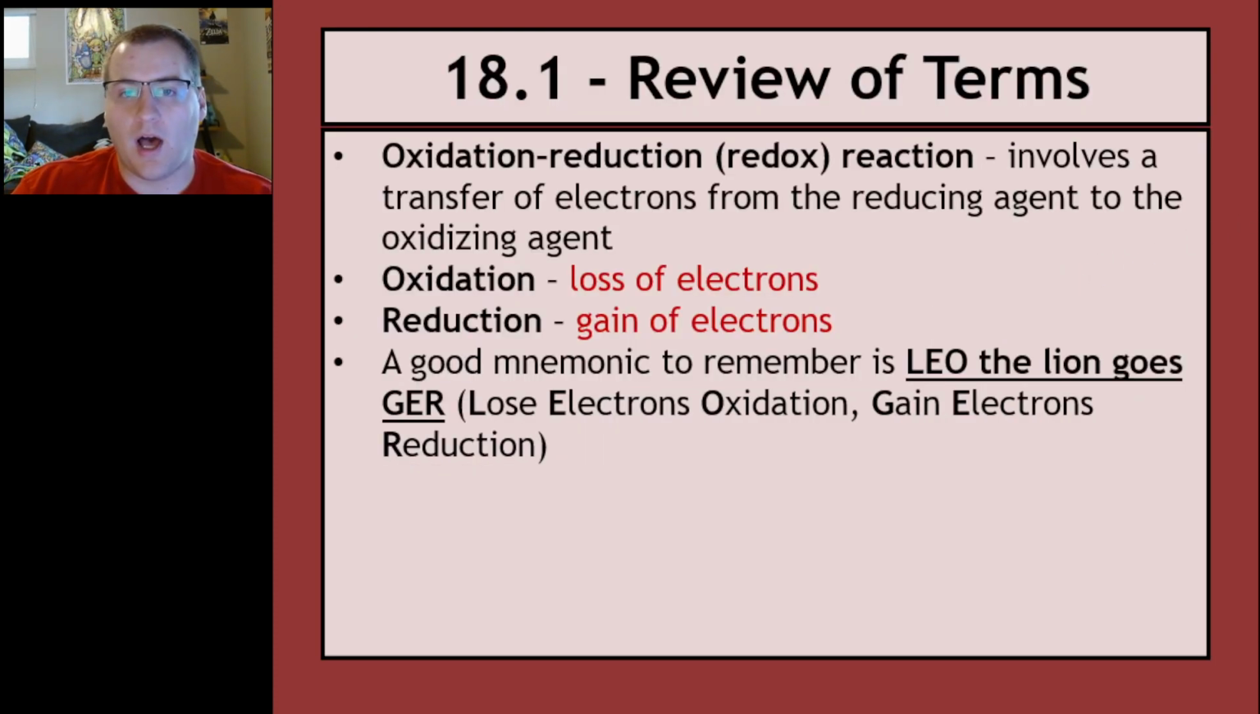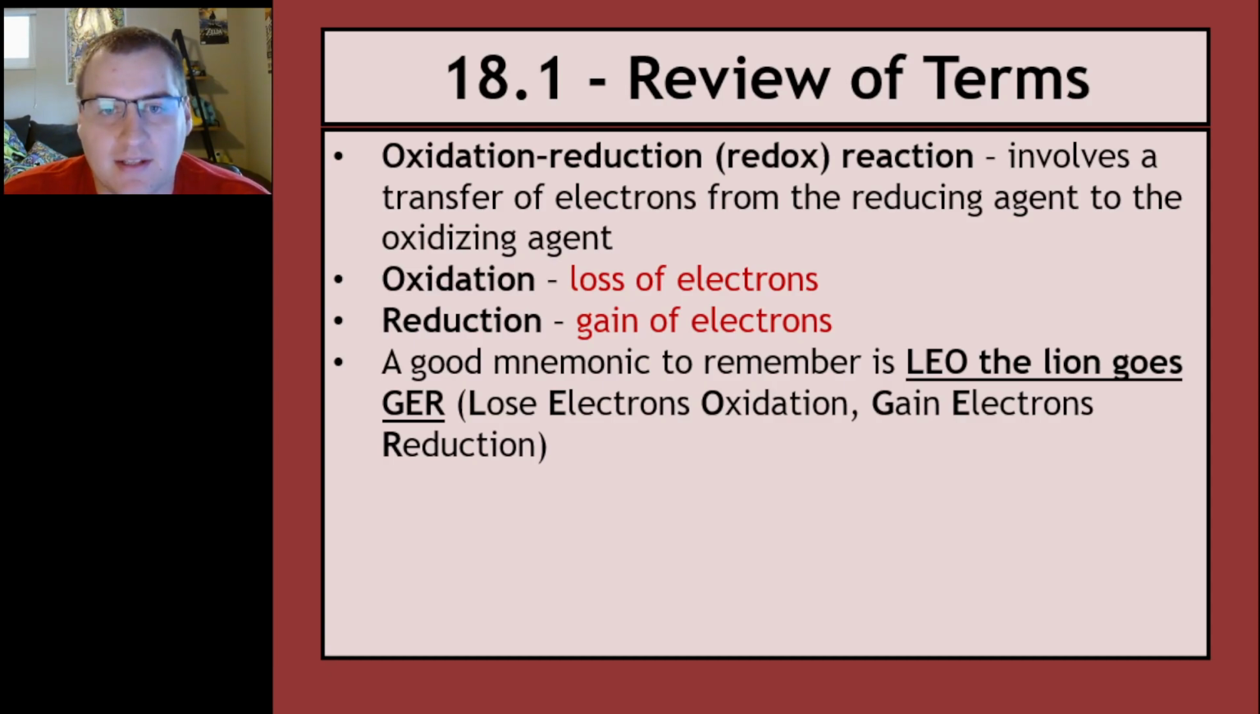A couple of terms we need to know from previous units have to do with oxidation and reduction. An oxidation reduction, or as we shorten it, redox reaction, involves a transfer of electrons from the reducing agent to the oxidizing agent. But the main thing to focus on is a transfer of electrons. Electrons are moving from one species to another. The oxidation is the loss of electrons.